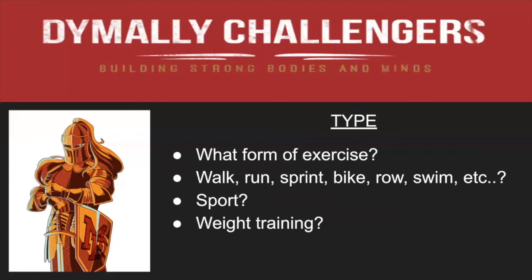And then lastly, what is the type? What form of exercise are you doing? For example, are you walking? Are you running? Are you sprinting? Right? All three, same type of movement, but a very different outcome from these three. Are you biking, rowing, swimming, etc.? Are you playing a sport? Or are you weight training? What exactly is it that you are doing? What type of exercise and conditioning are you doing? So those 4: frequency, intensity, time, and type are the prescription for a fitness plan.